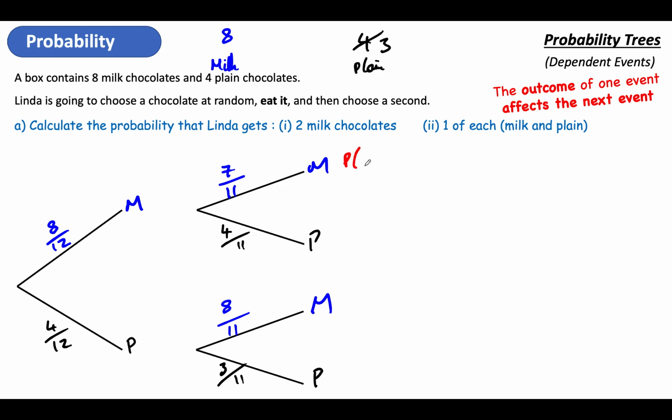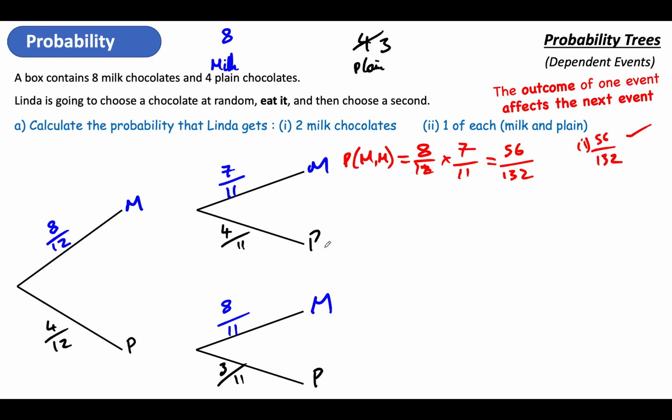So what's the probability of a milk chocolate and then another milk chocolate? Well, that would be 8/12 times 7 elevenths, because those are the 2 probabilities going across the top of my branches. So 8 7s are 56, and 11 times 12 is 132. 56 out of 132, and don't simplify it, just leave it like that. So that's the first one. The answer for part I is 56 out of 132.